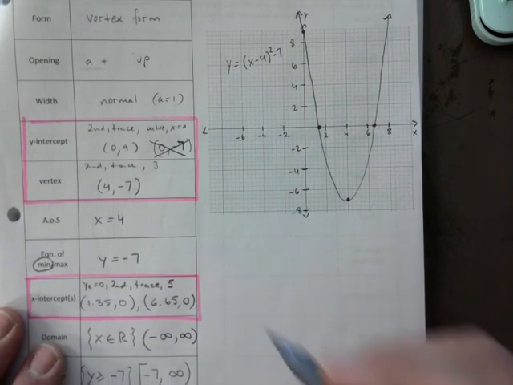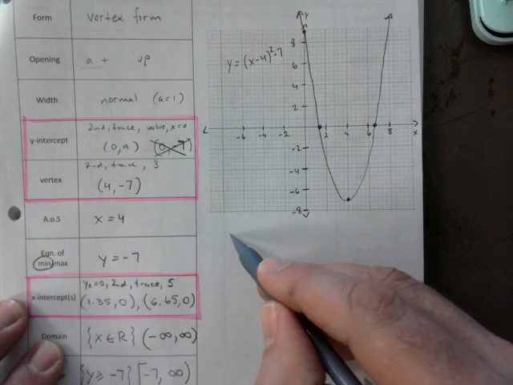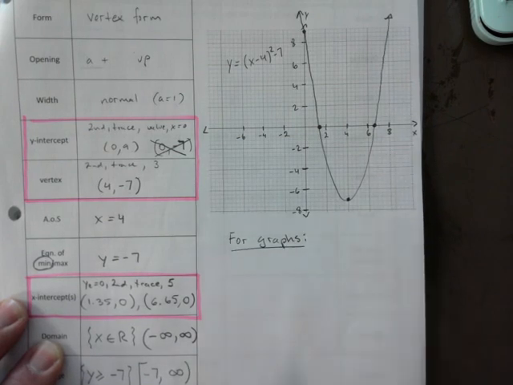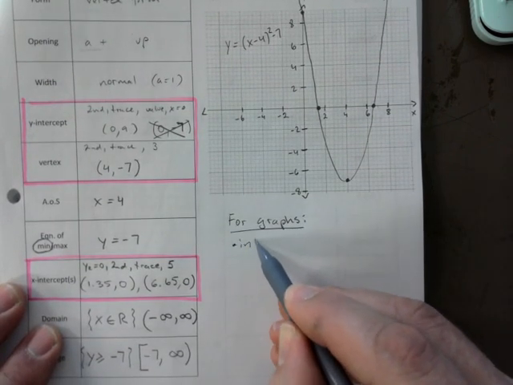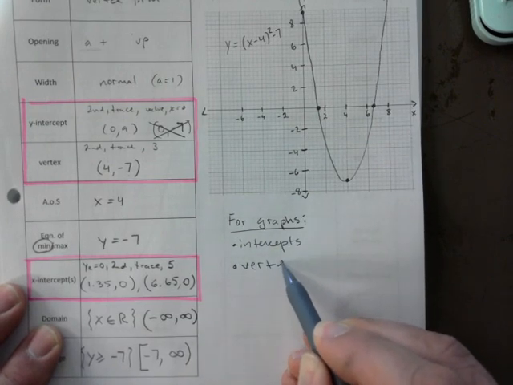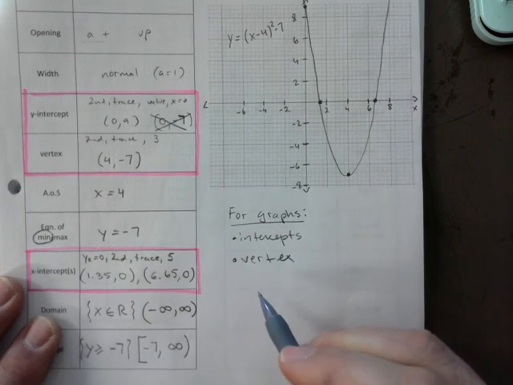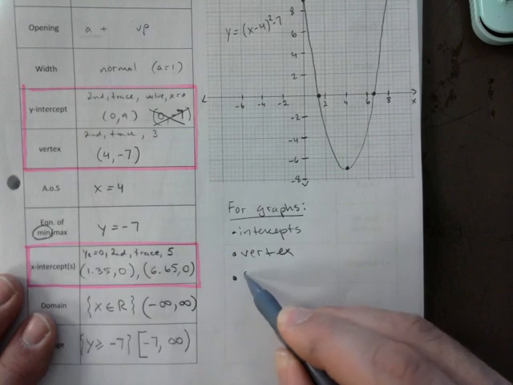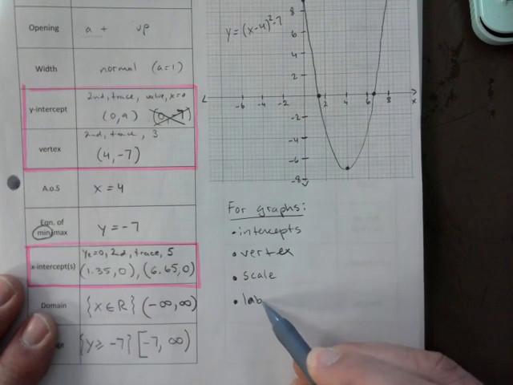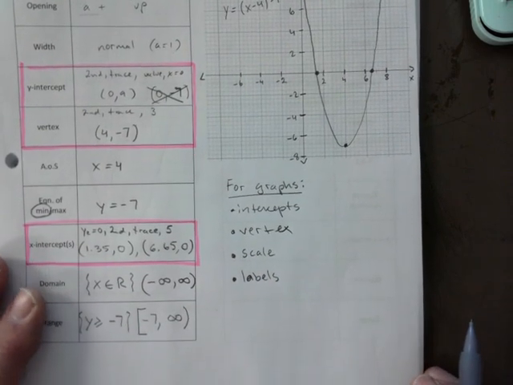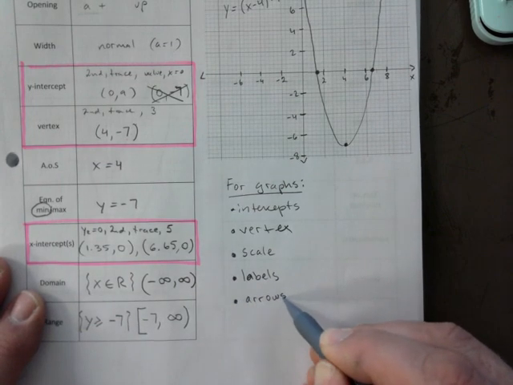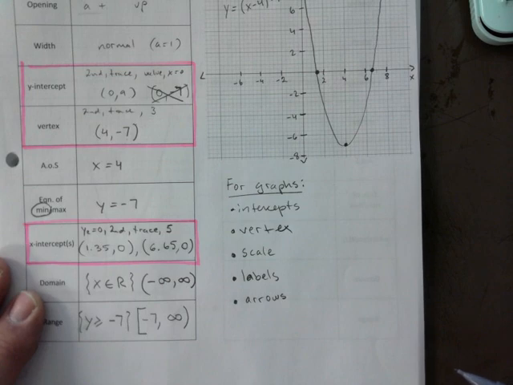So I'm a little rusty today, so for graphs, let's do this again. We'll scratch the other one. You need intercepts. You need the vertex, which is called the turning point next year. You need an appropriate scale, labels, and arrows. That's better. Here you can't go wrong.